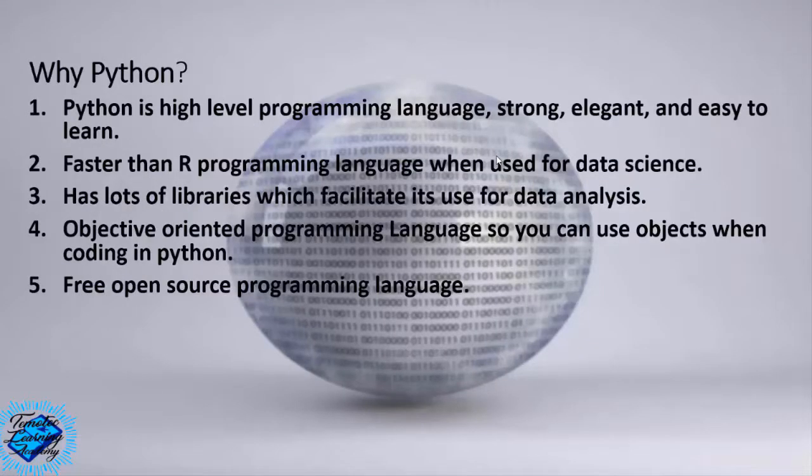Why learn Python? Python is a high-level programming language, strong, elegant, and easy to learn, and faster than the R programming language when used for data science. It has lots of libraries which facilitate its use for data analysis. It is an object-oriented programming language, so you can use objects when coding in Python. It is a free, open source programming language.